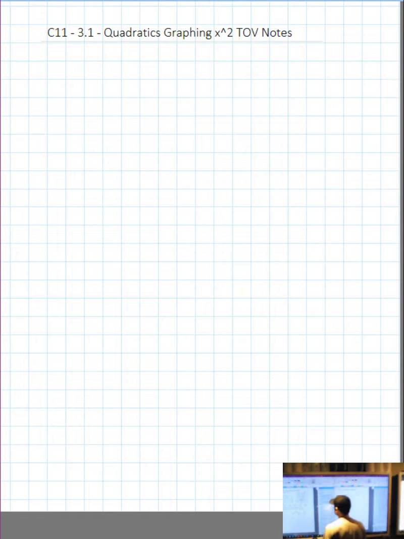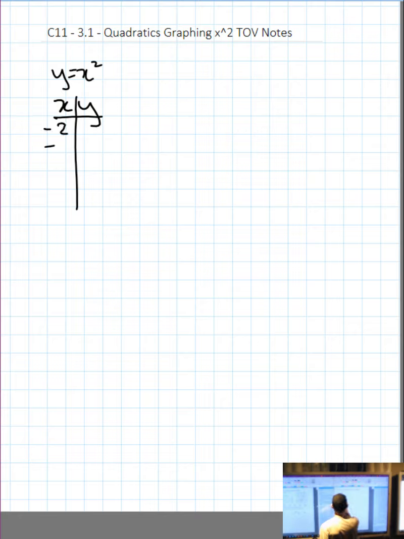Okay, so last year we looked at y equals x to the 1, lines. This year we're going to learn y equals x to the 2, y equals x squared. So let's graph it with a table of values. So x, y, use your graph here better than I did. Negative 2, negative 1, 0, 1, 2, choosing x values. Rewriting the equation down below.